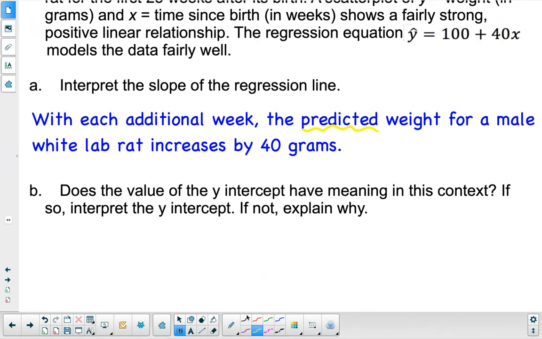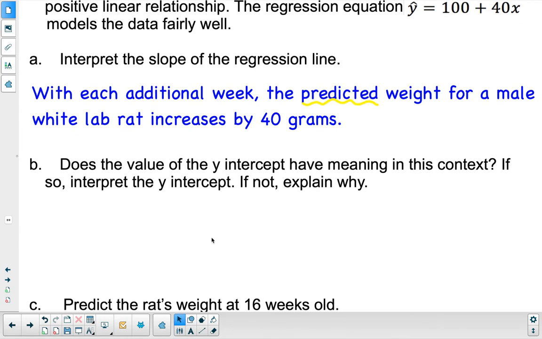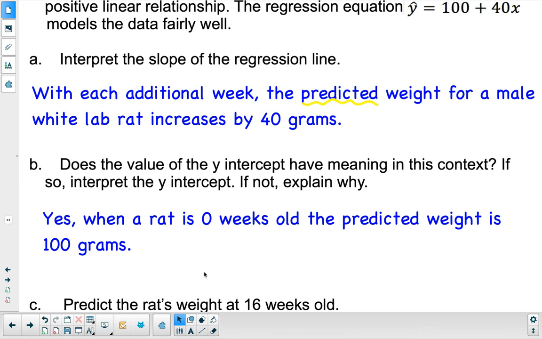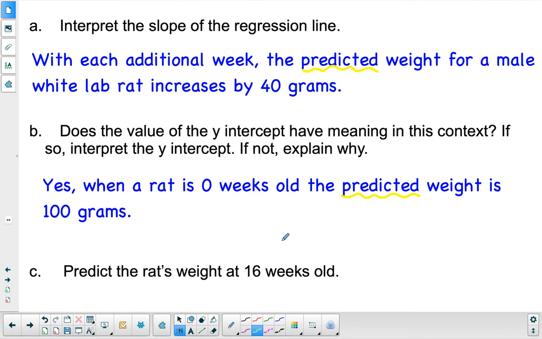Does the value of the y-intercept have any meaning in this context? If so, interpret it. If not, explain why. So sure, when a rat is just born at 0 weeks old, when x is 0, the predicted weight, again, make sure you have predicted there. It's not deterministic. We don't know for sure. This is just a model estimating it. Predicted weight is 100 grams.